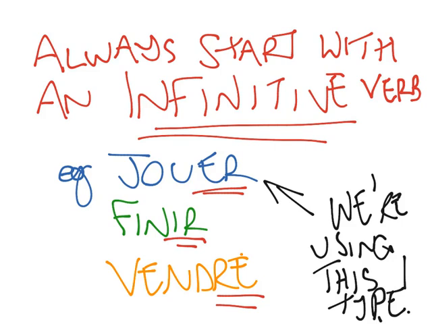You always start with an infinitive verb. That's a verb that you find in the dictionary. And you remember that there are three types. There are the ones that end ER, like jouer. They're the ones that end IR, like finir. And they're the ones that end RE, like vendre. In this video, we're looking specifically at the ER type, and that's because 90% of verbs in French end in ER and follow these patterns.